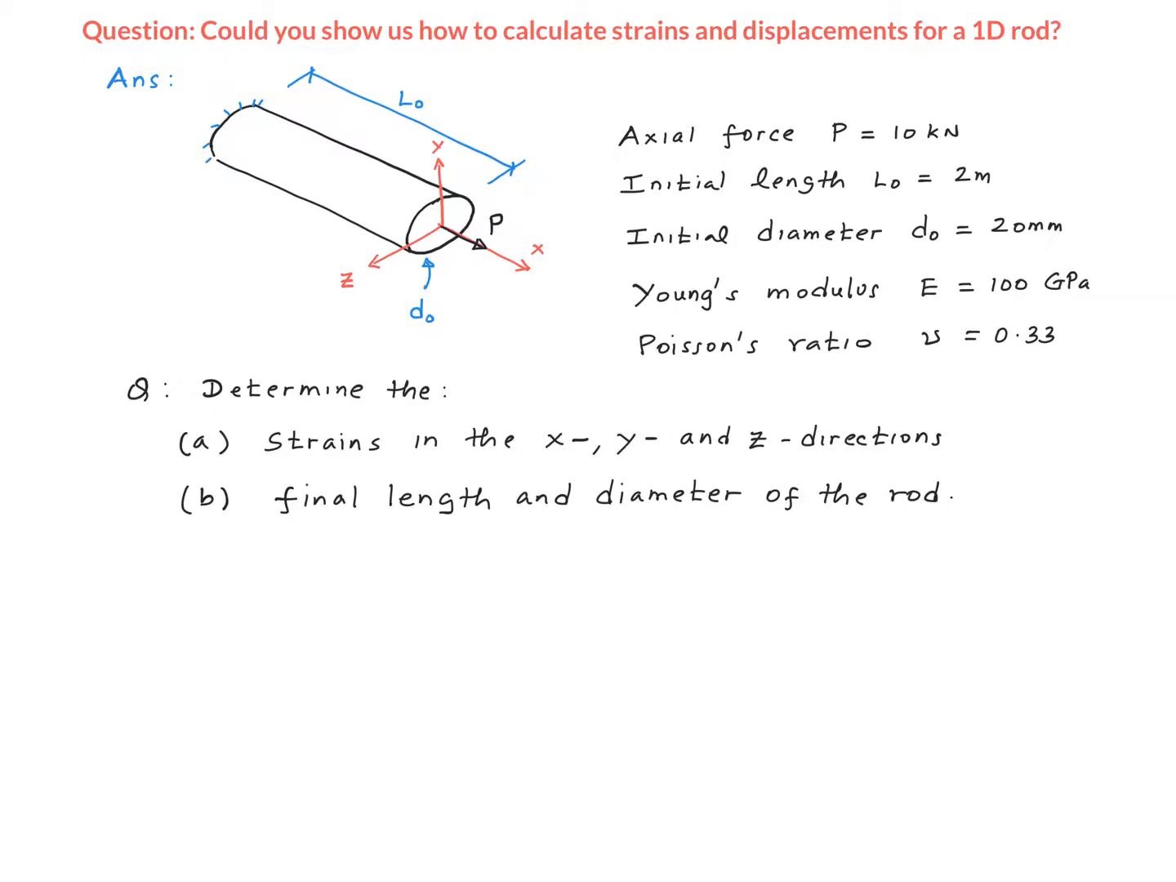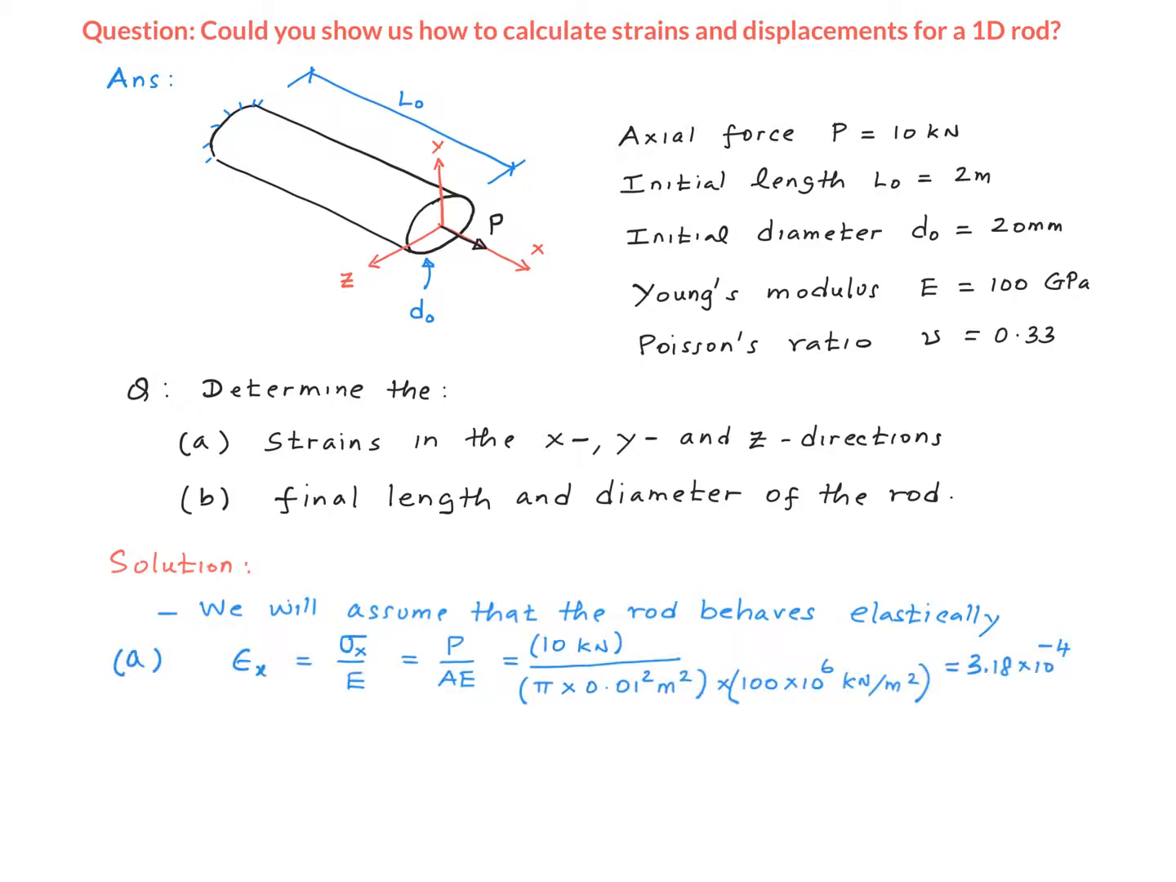The question has two parts. First, we want to calculate the strains in the x, y, and z direction shown on the picture. Then we want to calculate the final length and the diameter of the rod. First, we will assume that the stress produced by the load is small enough that the rod behaves elastically.